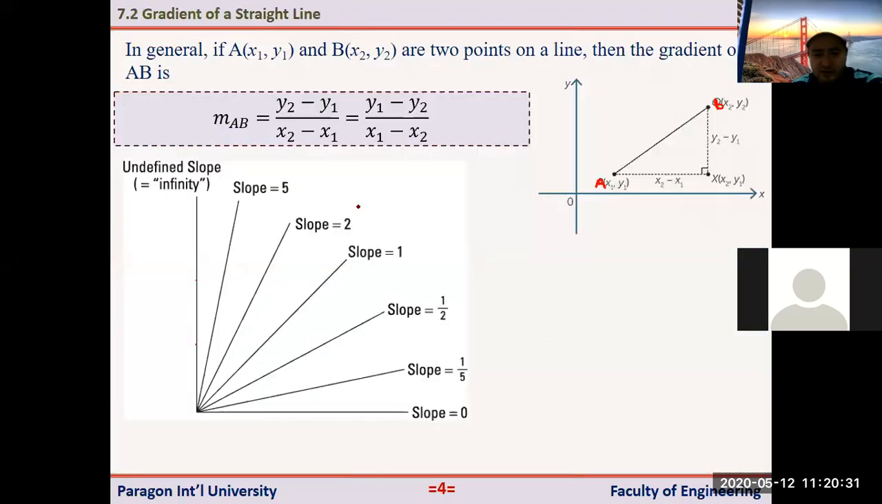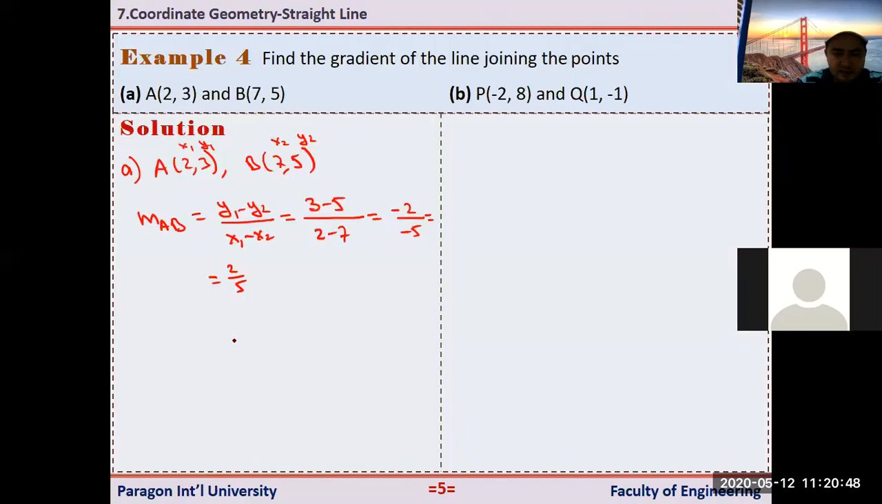Now, if you just look at the previous slide, 2 over 5, where is it? 0.4, it is something like this, right? Here. So it is between 0.2 and 0.5. So if this is our coordinate system, our line is something like this. Maybe it's passing through the origin, or it doesn't have to pass through the origin. So this is our A, and this is our B. Okay.